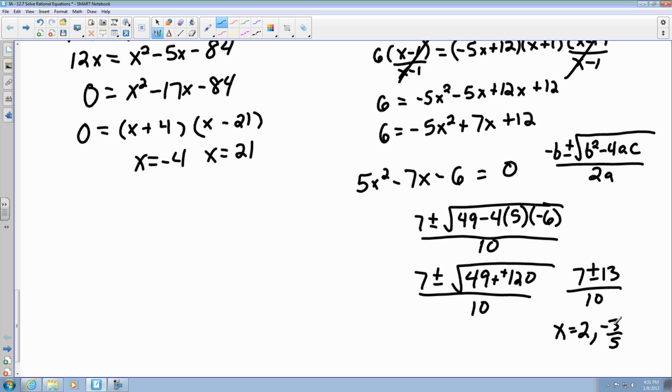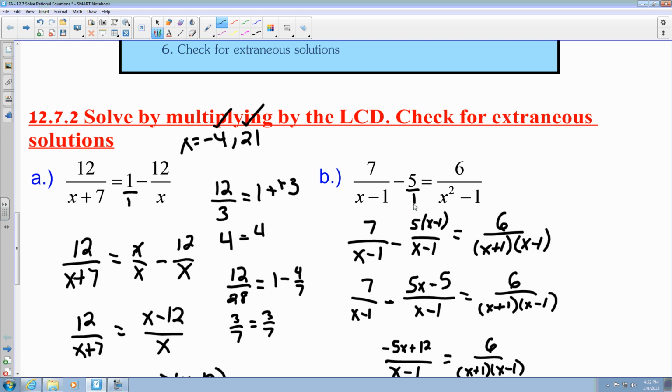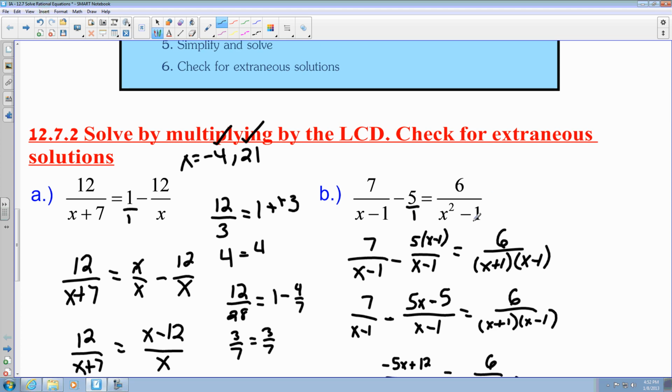And then all you'd have to do is test to see if x equaling 2 and x equaling negative 3/5 would work in the original equation.